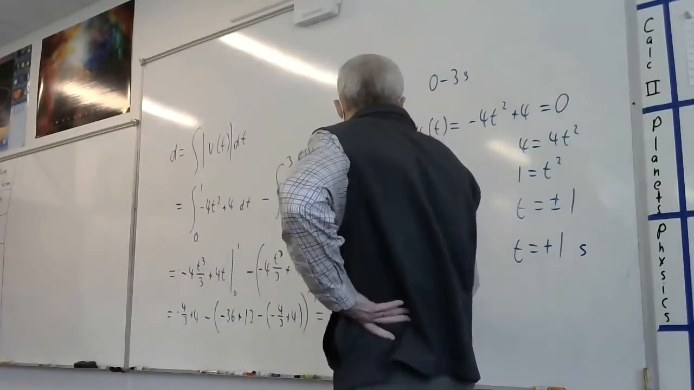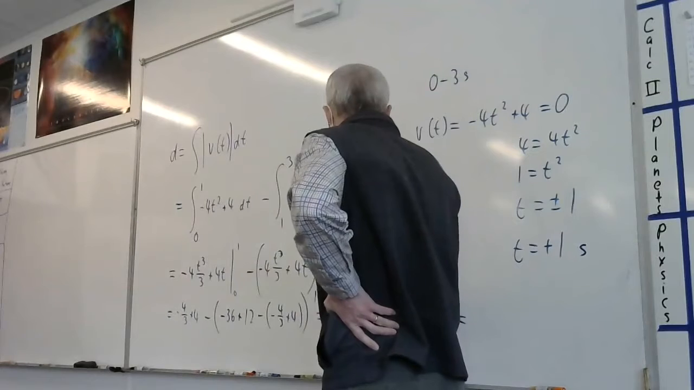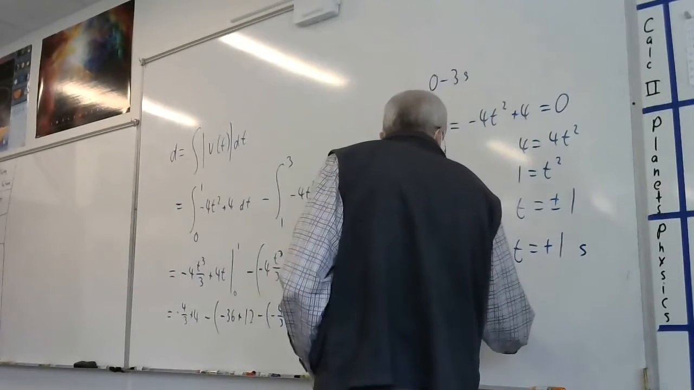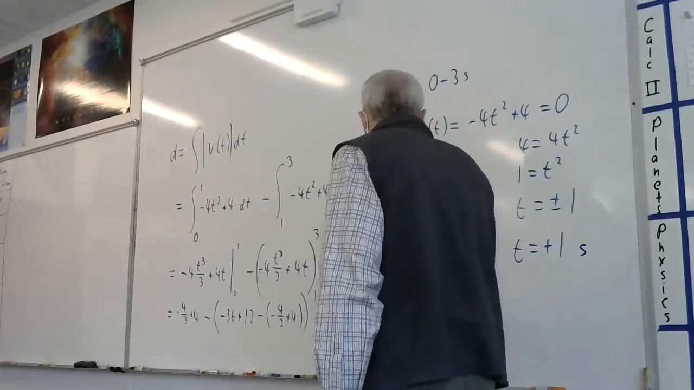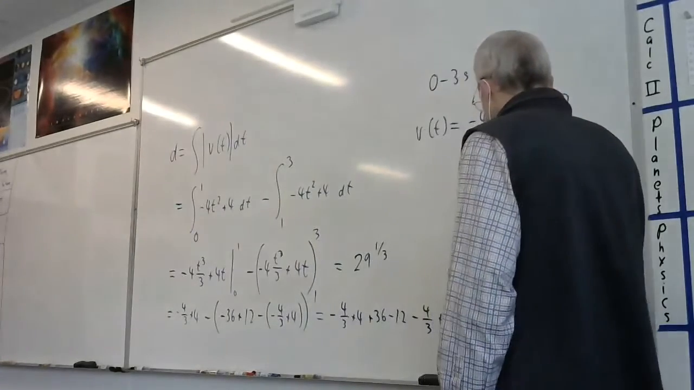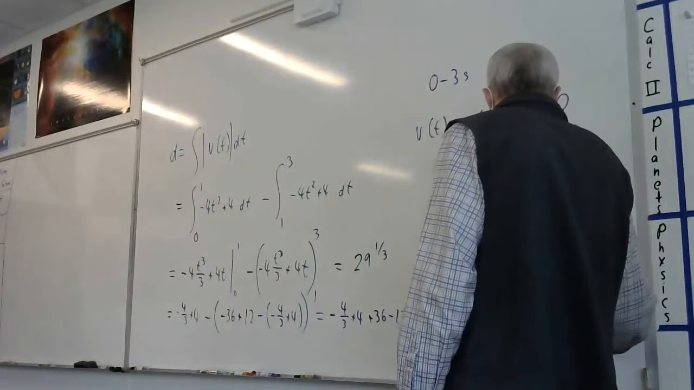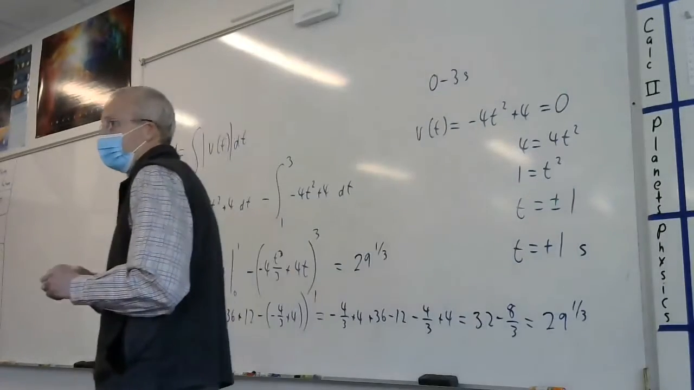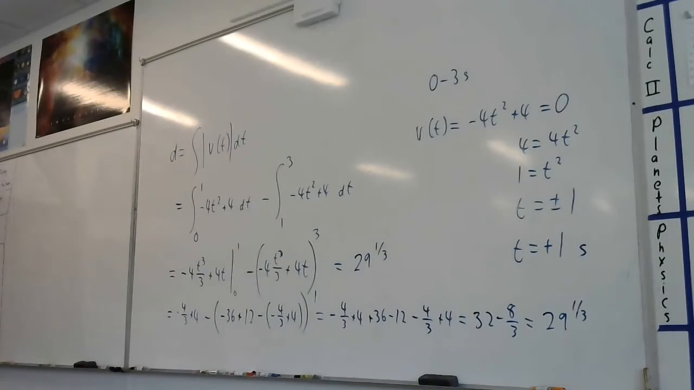Okay, so we have 4 plus 4 is 8, plus 36 is 44, minus 12 is 32. So 32 minus 8/3. So that's 2 2/3. So yeah, so 29 1/3. Yep, so I did it right. You gotta be super careful with all that stuff. So the total distance it went was 29 1/3.